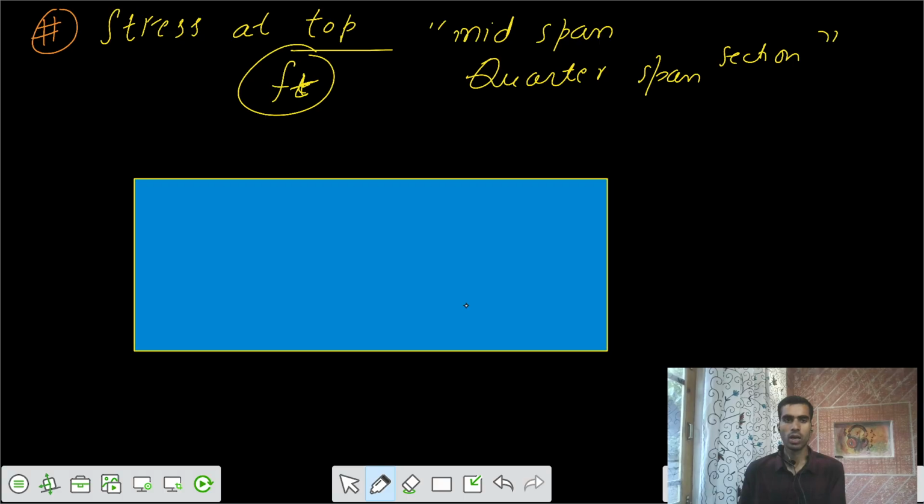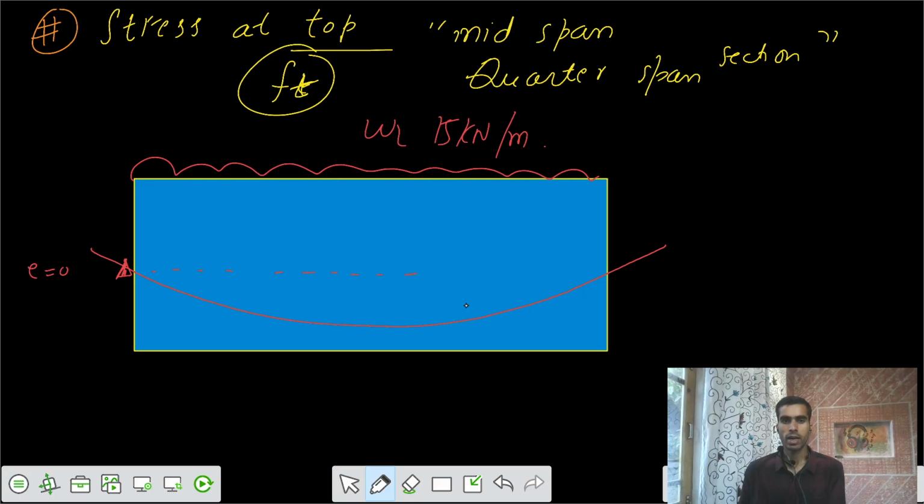There's some live load. We have a live load of 15 kilonewton per meter, and we have a parabolic cable such that the eccentricity at the end is equal to 0, but the eccentricity at the midspan is some value. Here the eccentricity at the midspan is A equals 200 millimeters.